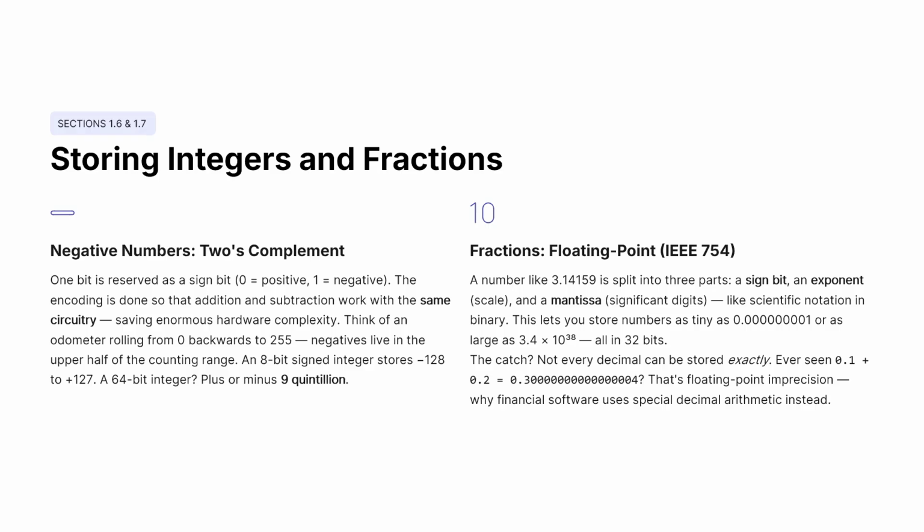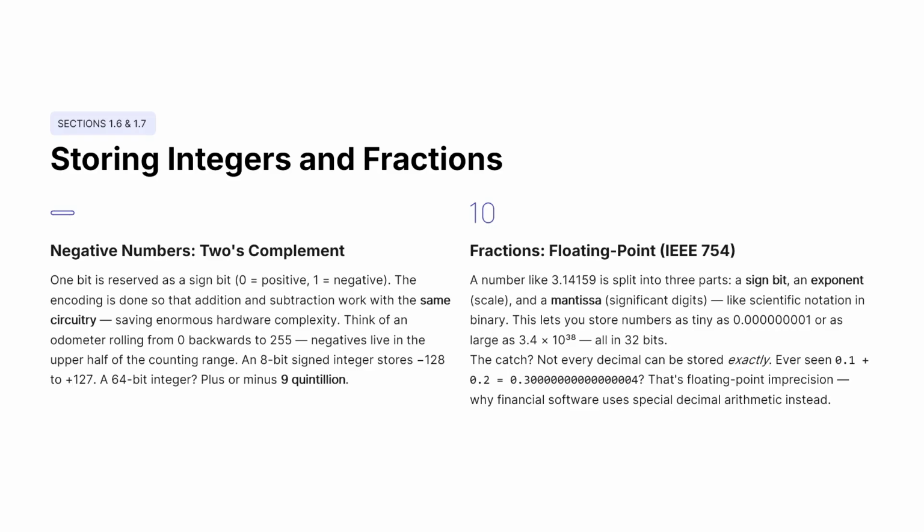Analogy: think of an odometer that can only go from 0 to 255. If you're at 0 and go backwards, you wrap around to 255. 2's complement works on the same principle. Negative numbers live in the upper half of the counting range. It sounds weird, but it makes the math work out beautifully.